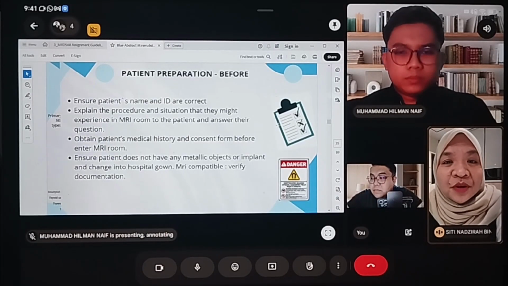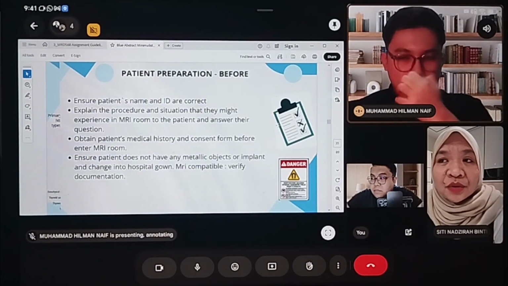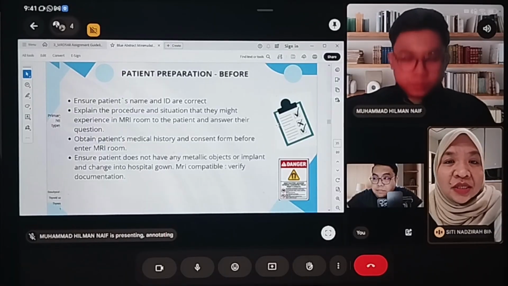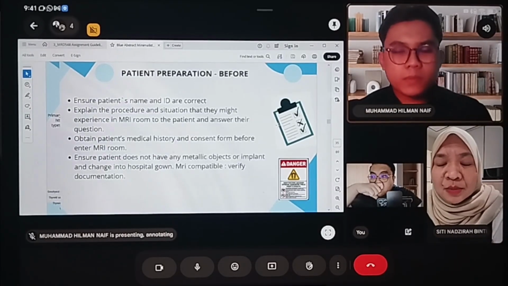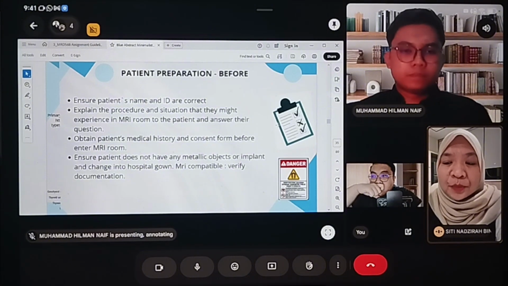This one is very important, right? Because if we don't properly prepare the patients, we cannot do the examination. So we have to highlight the patient preparations.